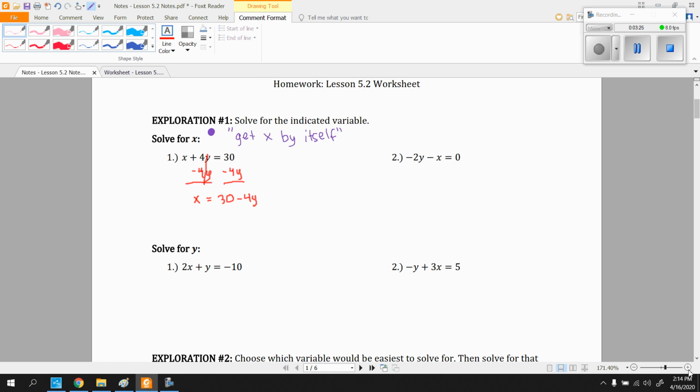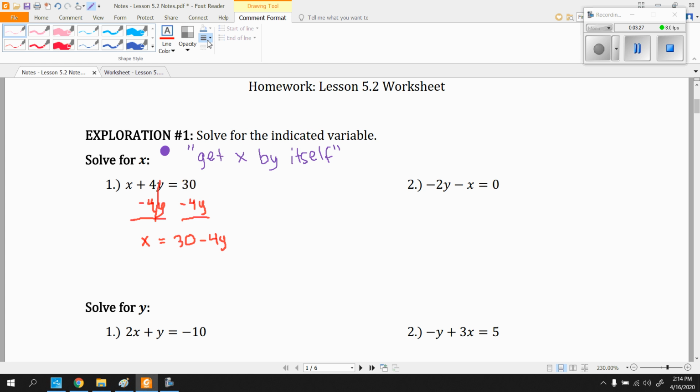Some of us might want to write this depending on what we're doing. You could also write it as x equals negative 4y plus 30. So I hate to give us multiple different ways, but I know some of us see it like that. Some of us would rather, because a lot of times for slope-intercept form, we're putting this in front of the 30 and saying negative 4y plus 30. Totally fine. Or I can just go 30 minus 4y and just write it as it is. Either one is okay.